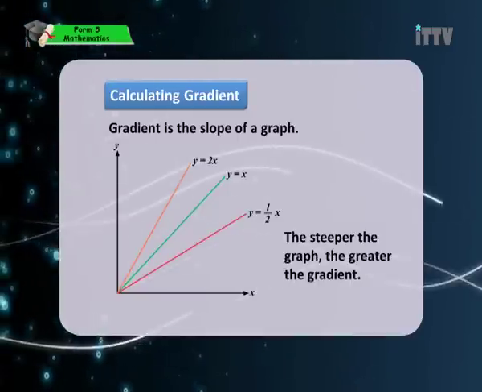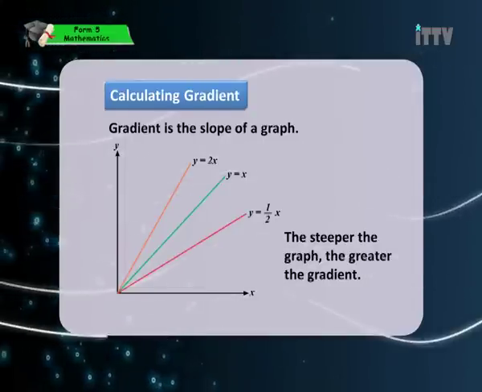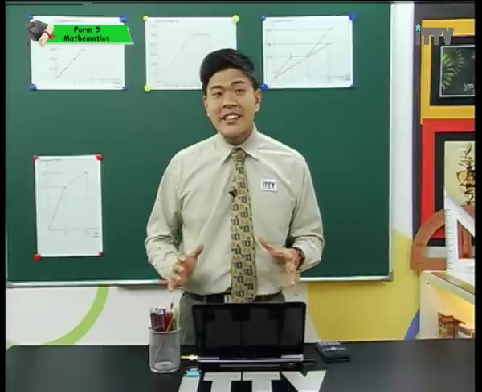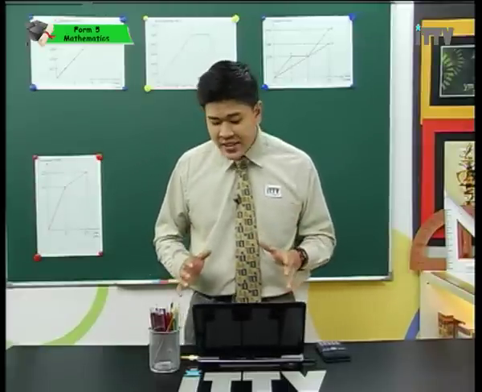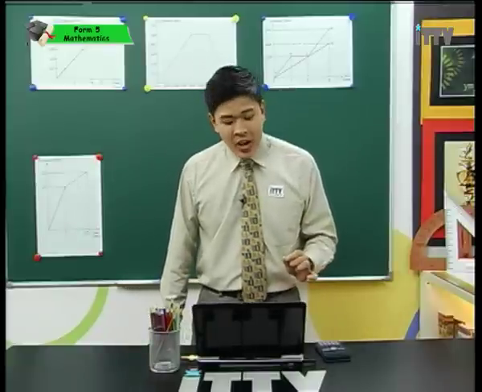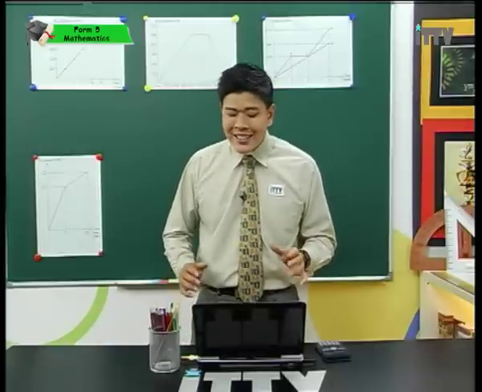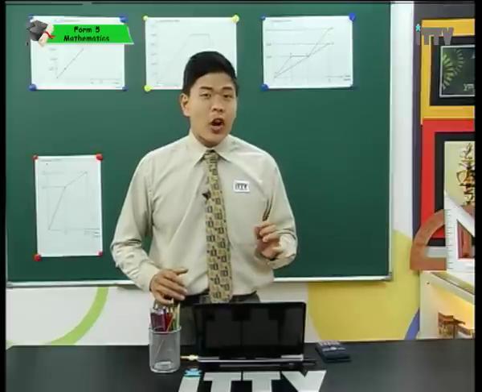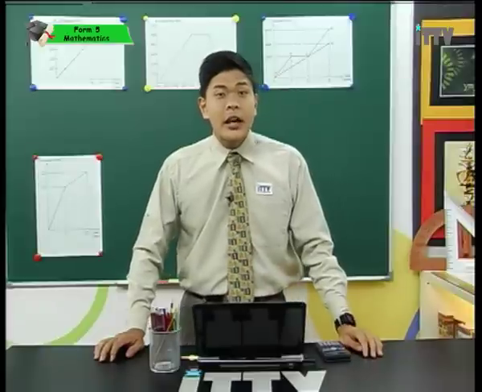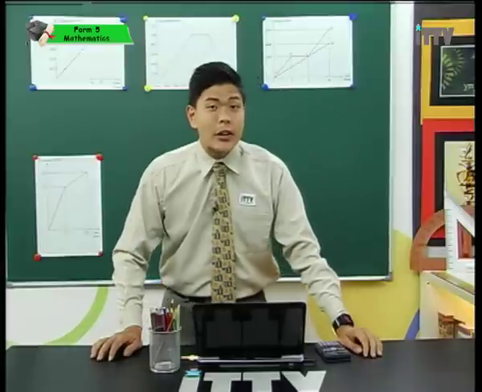Now take a look at this point. The steeper the graph, the greater the gradient. The difference between those three straight lines is the degree of steepness. As you can see, the line y equals 2x is the steepest, followed by y equals x, and y equals half x has the least gradient. So as long as your gradient is going to a higher value, it means that the steepness is going higher as well. Now, how do we actually calculate gradient?